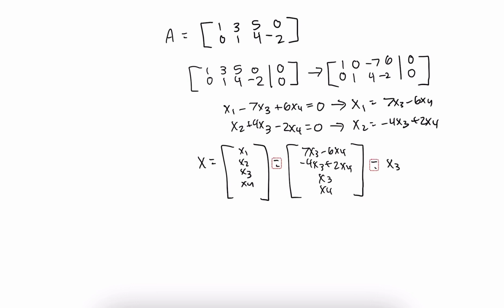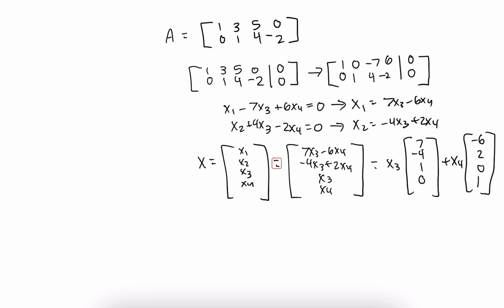And now we can take out x3 and x4 to get the vectors that will span the entire null space. So we can take out a negative 6, 2, 0, 1. So the vectors that will span the null space are just these two vectors, which are 7, negative 4, 1, 0, and negative 6, 2, 0, and 1.